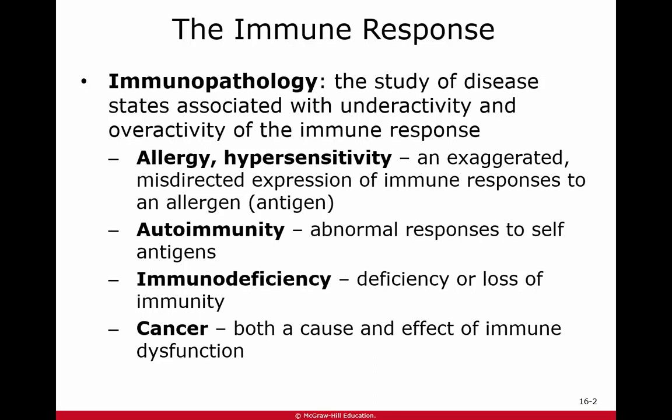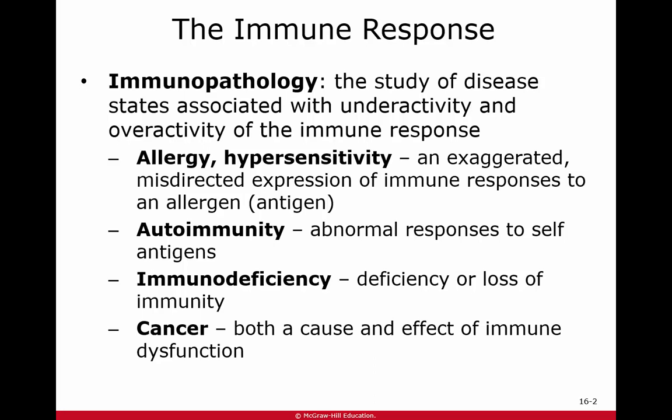And so these issues that you have with the immune system, it could be underactivity where it's not doing its job, not working very well, or overactivity where it's actually an exaggerated response. What you'll see underneath this are some different categories that are a part of immunopathology. So we start with allergy, also typically associated with the word hypersensitivity, because an allergy is an exaggerated, kind of misdirected expression of an immune response to an allergen. We're going to look very closely at this one in Chapter 16, because allergy is probably, of all the things in Chapter 16, the one that you're going to see most prominently in the medical field.